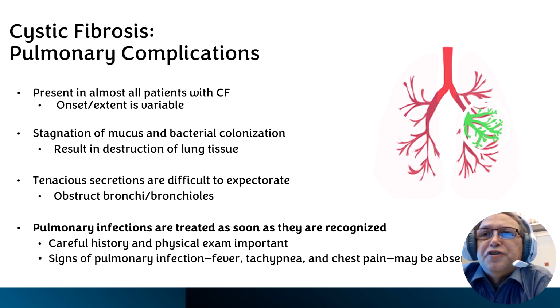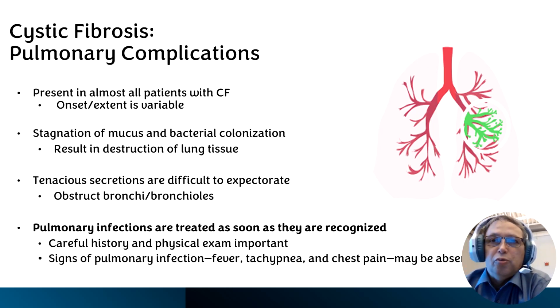I don't know if I mentioned that with cystic fibrosis you have thick, viscous mucus blocking off all the airways. This will cause the airways to block off, causing difficulty in breathing, and one of the things we're going to be looking for is infections, which will be present with all patients at some point in time. Onset and extent is variable with patients depending on the intensity of secretion of the mucus. We're going to be doing a careful history, physical exam, and looking for pulmonary infections, notably fever, tachypnea, and chest pain. They may or may not be present at all times.